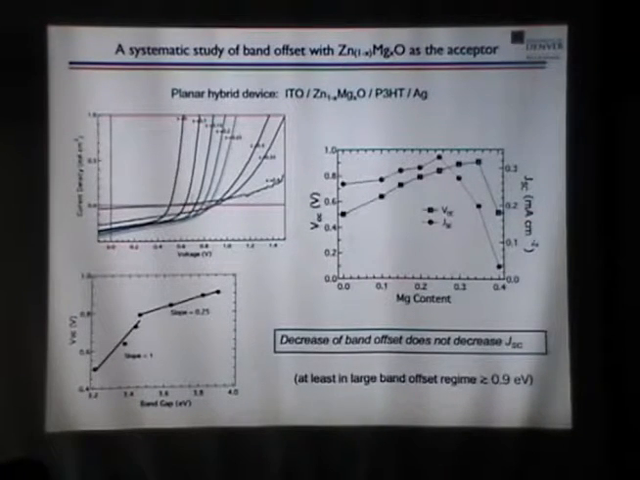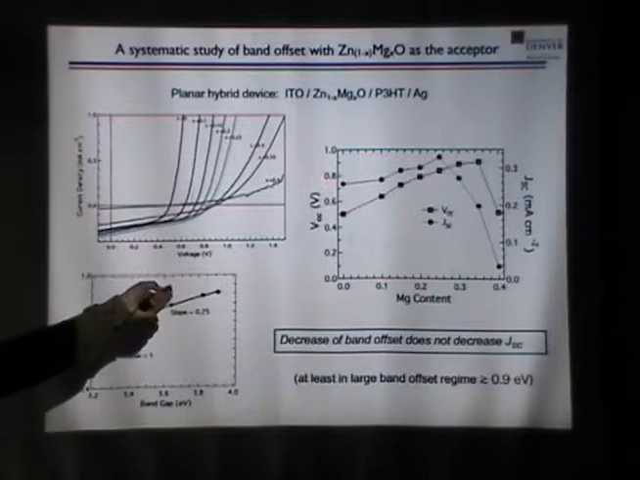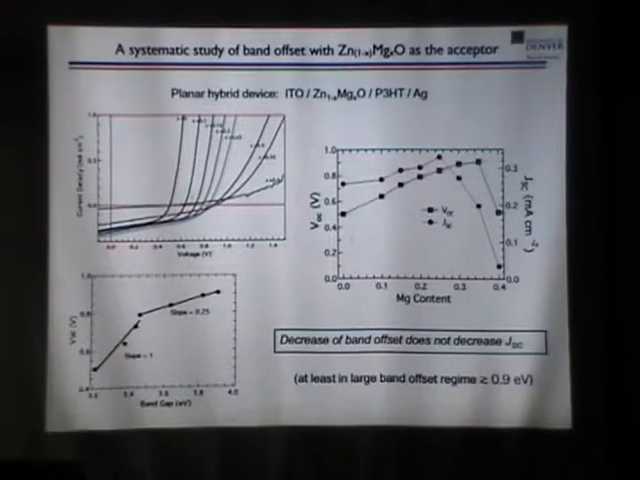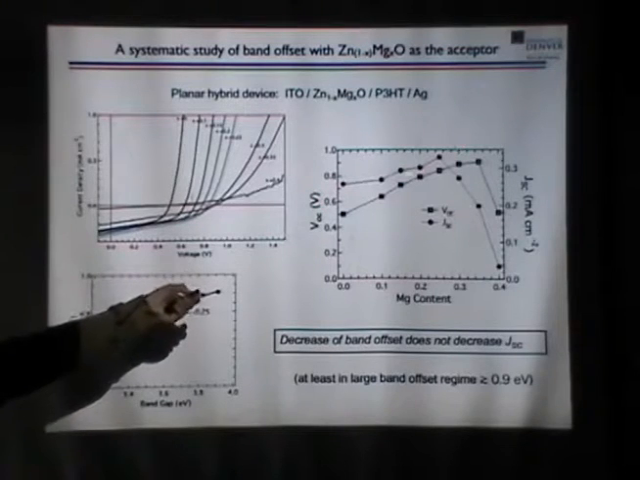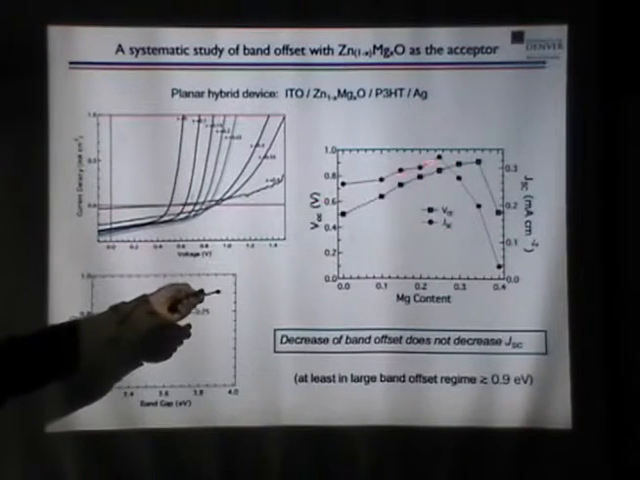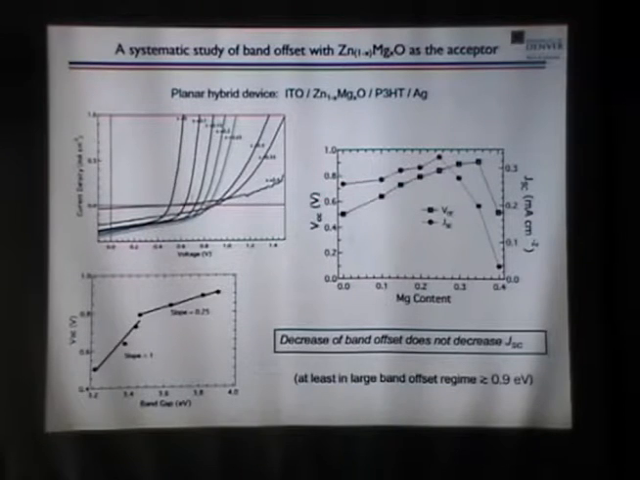So the question is, what happens to the current? So we said that as we decrease now the band offset, there's less of a driving force for the electron transfer. So we might expect the current to go down. Luckily, we didn't see that. So the red is the current. We started at, well, this pretty low value of 0.3 milliamps per centimeter squared. As we add magnesium, decrease the band offset, that current actually goes up a little bit. At least to a point. When we get too much magnesium, we get the insulating behavior and the current will crash down. But at least for the low values of magnesium, we get both the better voltage and the better current. So this is good news.